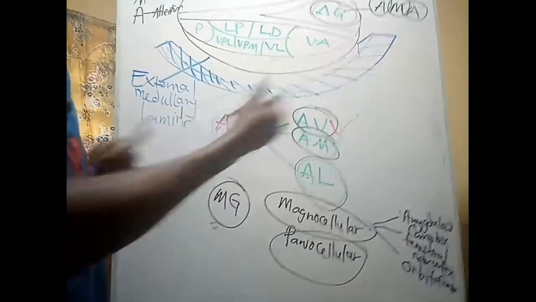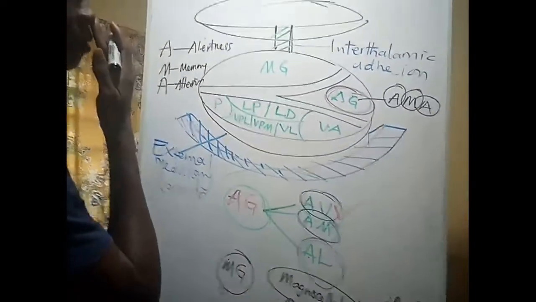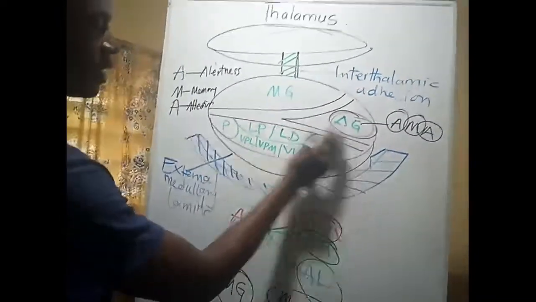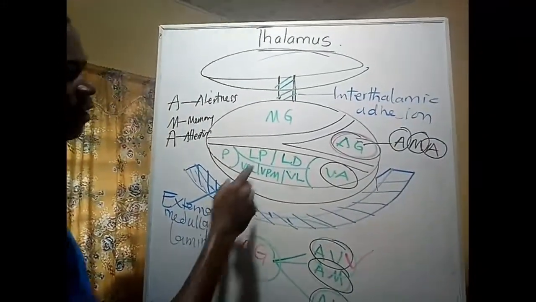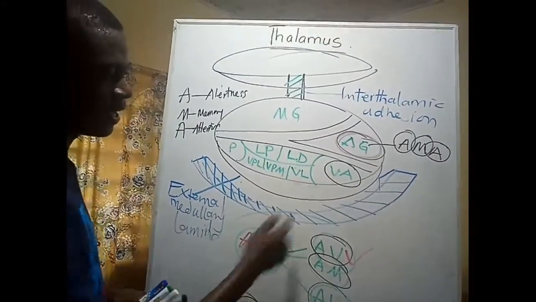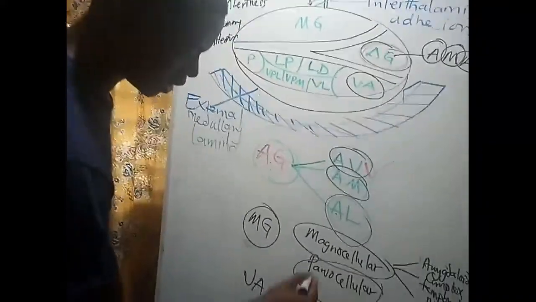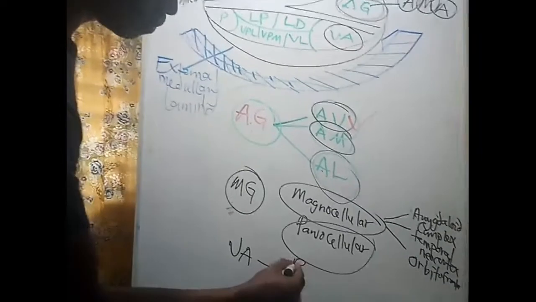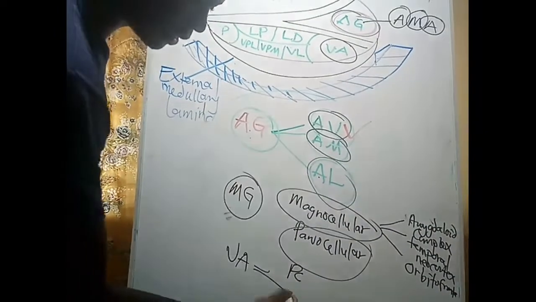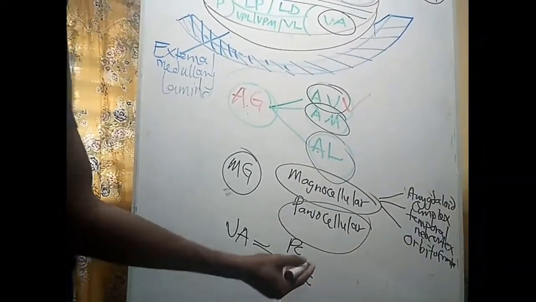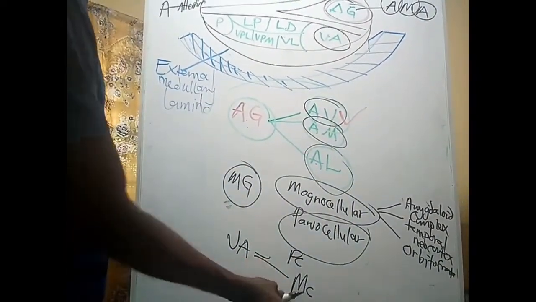Now, let's come to the lateral group. Is that okay? Let's come to the lateral group. For the lateral group, we have the ventral anterior. Just like we saw in the medial group, the ventral anterior also has, so now I'm going to use PC for parvocellular, and then MC for magnocellular. So the ventral anterior group also has a parvocellular and then a magnocellular.